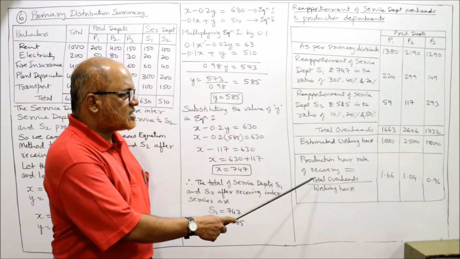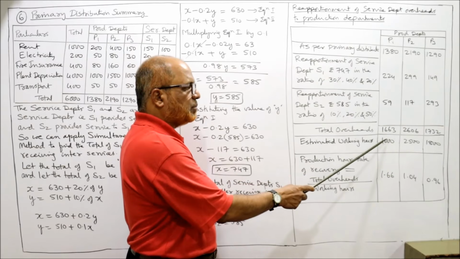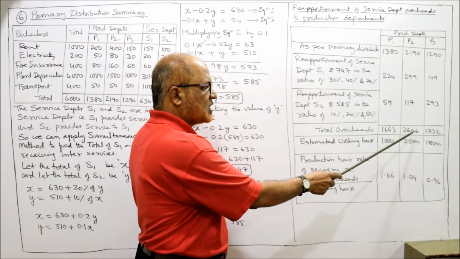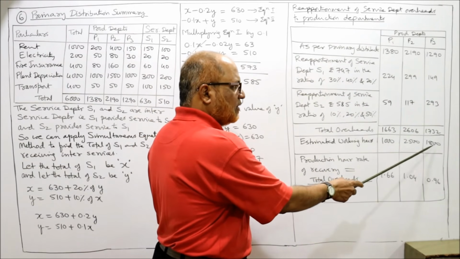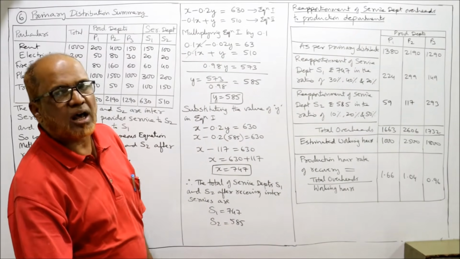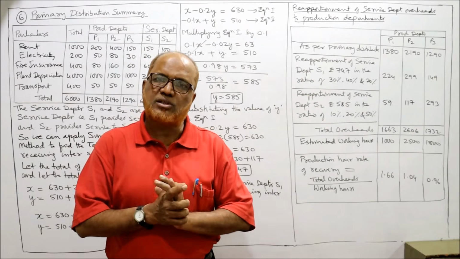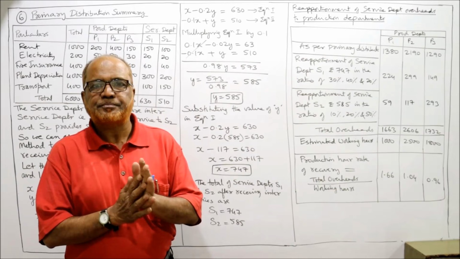So total overheads divided by working hours. Total overheads are 1663 divided by 1000, which is 1.66. 2606 divided by 2500 is 1.04. 1732 divided by 1800 is 0.96. This is called the production hour rate of recovery or overhead rate per hour. That's all. So this is the end of problem number 6.